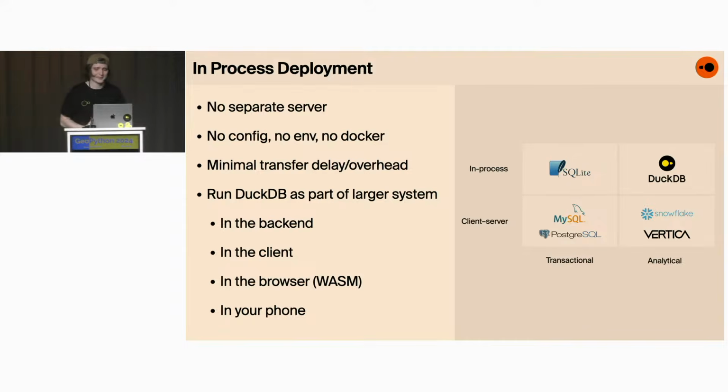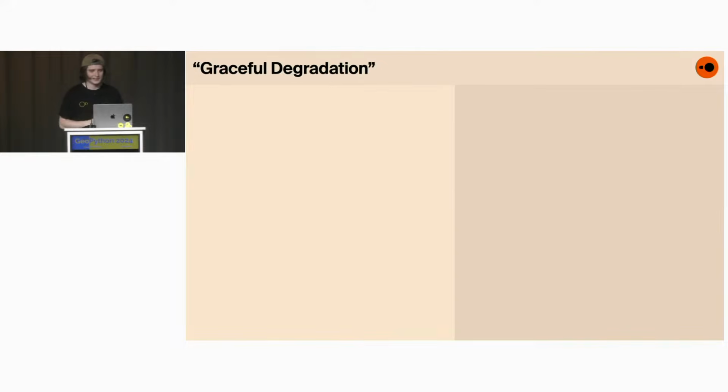Now, because DuckDB runs in process and shares the resources with your program, it tries to be a good guest, so to speak, by doing what we call graceful degradation. Now, this doesn't really sound like something a good guest would be up to. You don't really want to invite somebody over to be gracefully degraded, but graceful degradation is basically the answer to the question, what do you do when you run out of RAM?